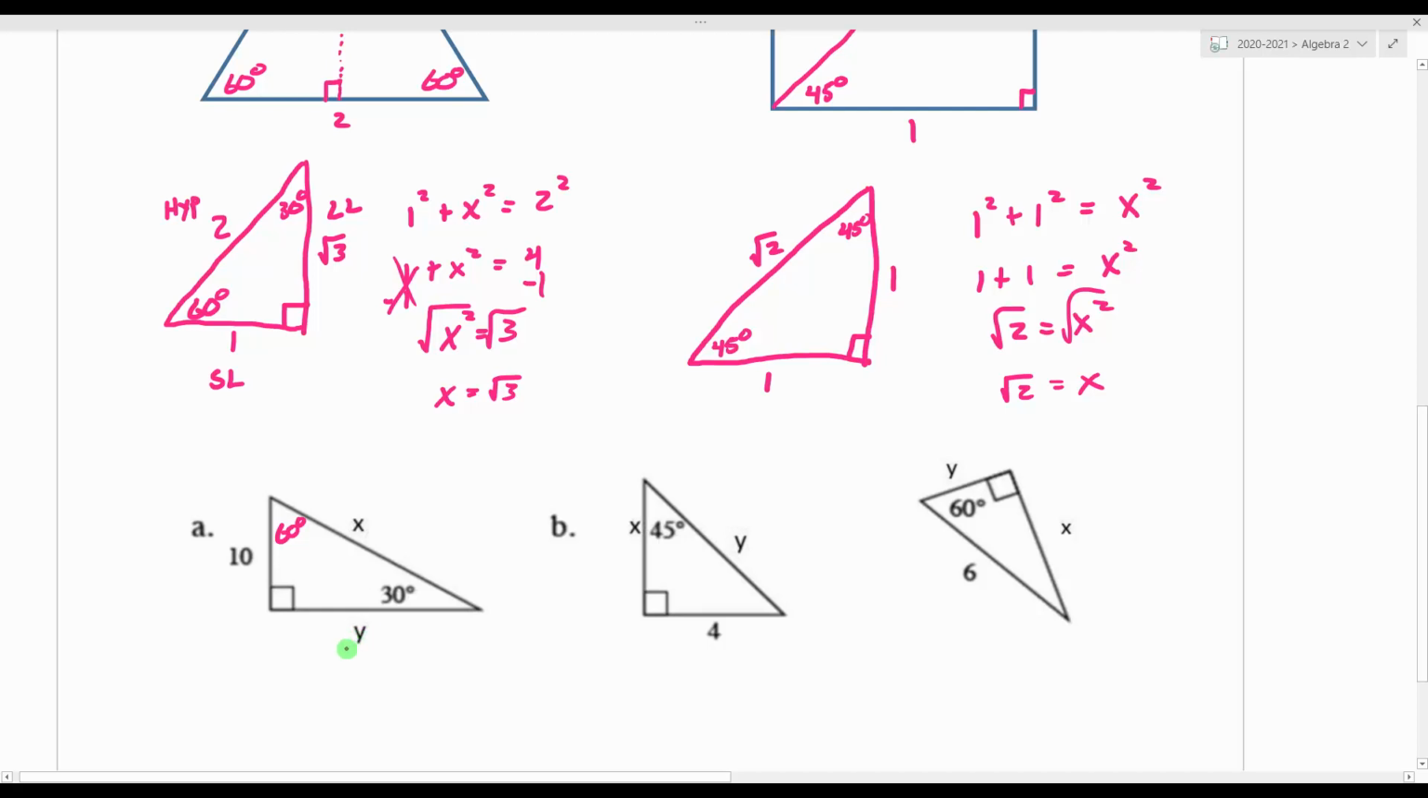So you might recall from geometry that if we have a triangle that is similar, and we know that they're similar because the angles are the same, all of the angles are the same measure, so they are similar triangles.